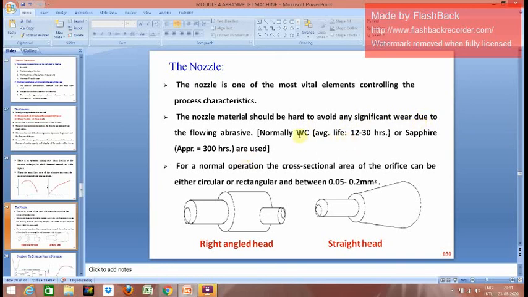Due to this, you are using tungsten carbide for the nozzle material, which has an average life of 12 to 30 hours, or sapphire, which has approximately 300 hours. For normal operation, the cross-section of the orifice can be either circular or rectangular and between 0.05 to 0.2 square millimeters. These are the two nozzles. The diagram has been given for the right angle head and straight head.